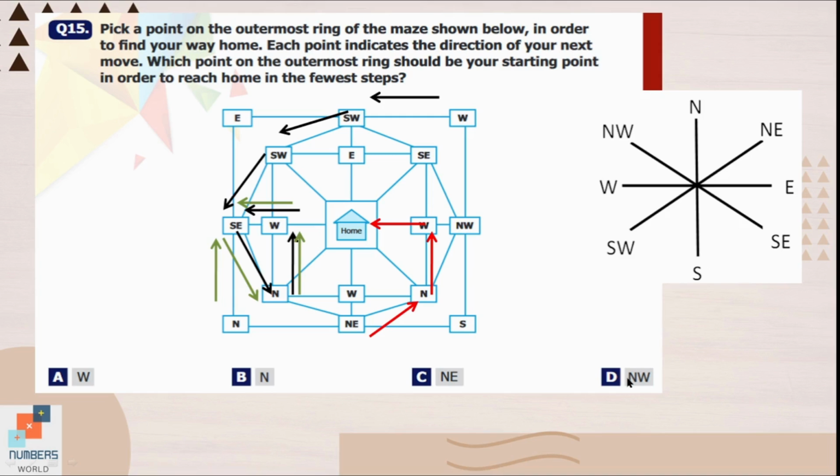Here we will start the journey in the northwest direction and reach southeast. And then if we move in the southeast direction, we will come back to northwest. So it is a loop again. So option D is also not correct. Option C is our correct answer.